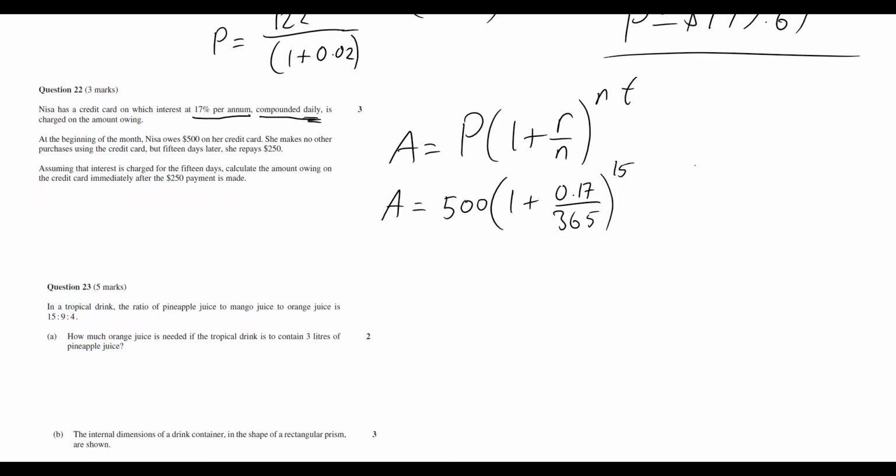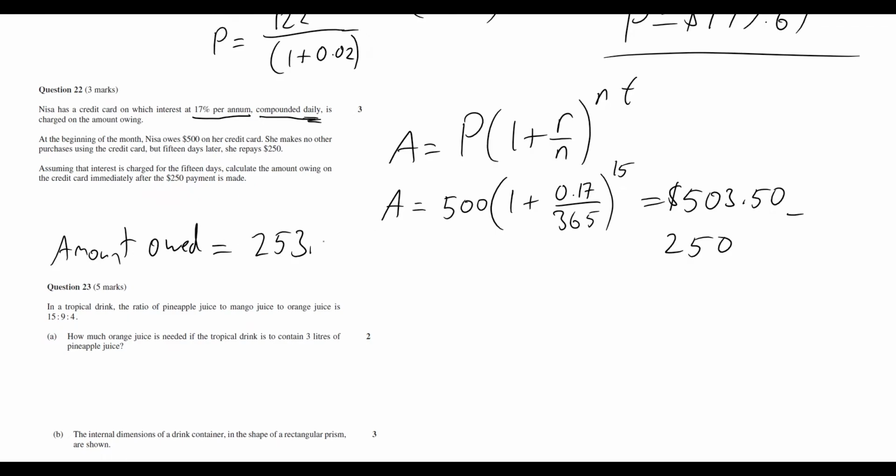Okay, so doing that, we get a value of $503.50. And we need to now calculate how much will be left after she's paid off $250. So we will subtract $250, and we find that the amount owed is now going to be equal to $253.50. And there we are.